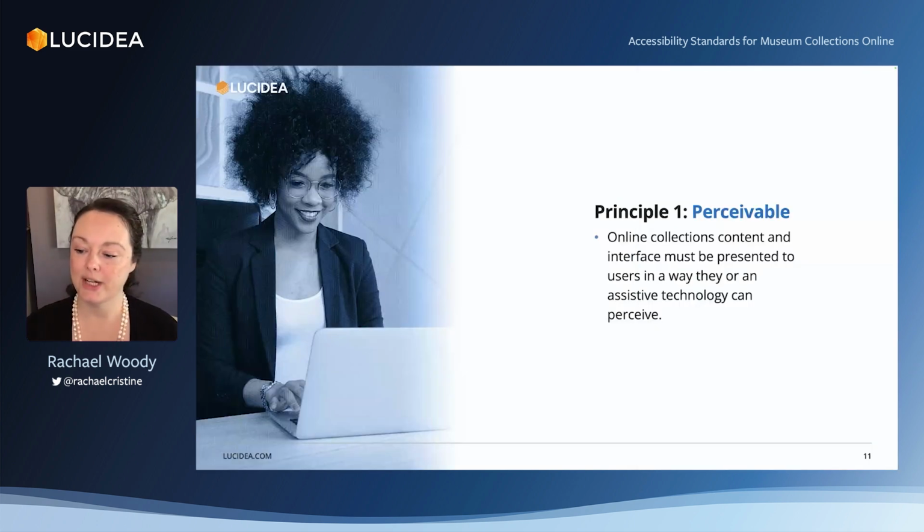All right, so getting into perceivable, which is principle number one, this is one of the bigger areas of accessibility guidelines that we should think about. And it's specifically when we think about online collections content, the interface needs to be presented to users in a way where the assistive technology can help them perceive things. So perceiving can be visual, it can be audible in terms of how we are taking in information.